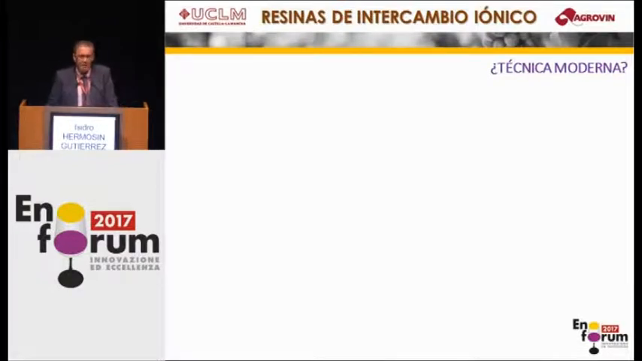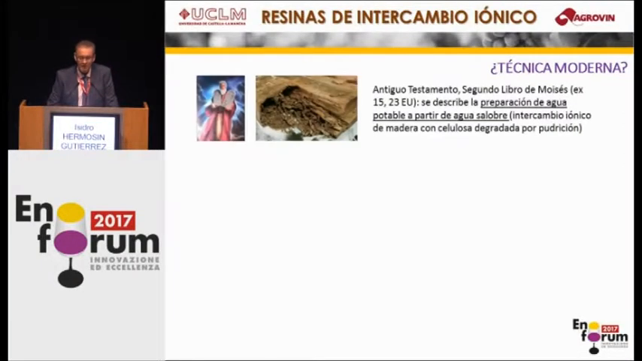Is it a modern technique or something recent by any means? Well, the answer is no. For instance, there are excerpts from the Old Testament, such as in the Book of Moses, where it is said that it is possible to purify water for it to be of drinkable quality by passing it through a relatively rotten piece of wood. And the explanation is not provided in the Old Testament. They didn't know what was going on.